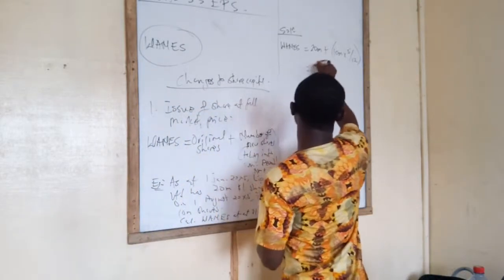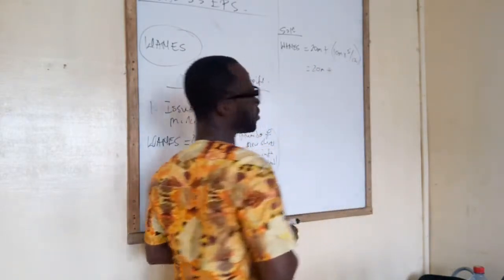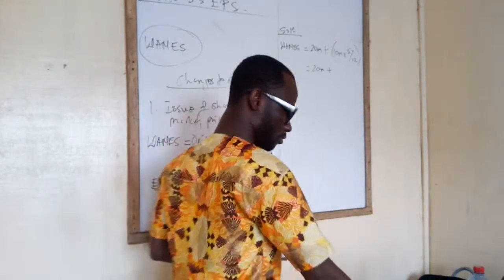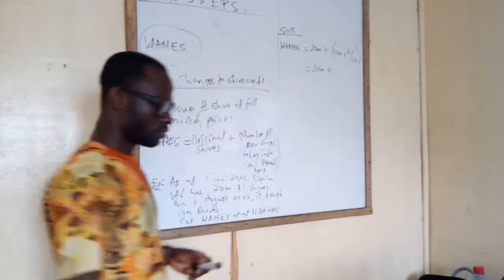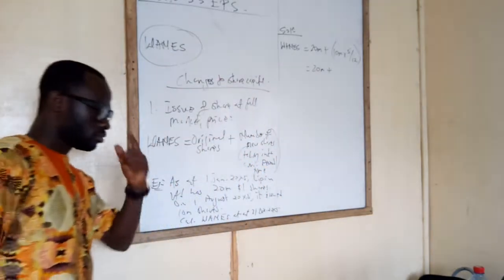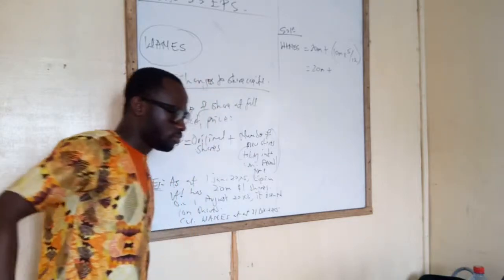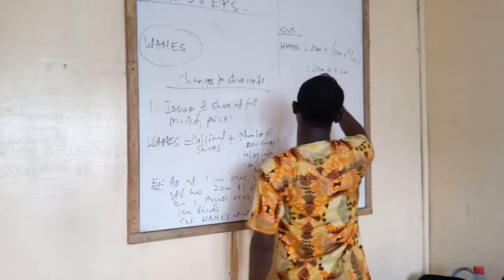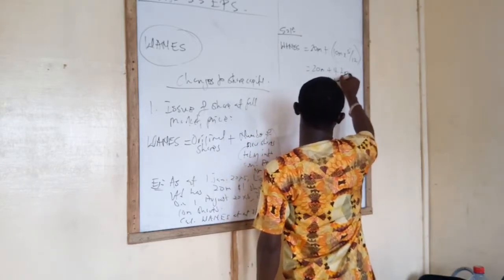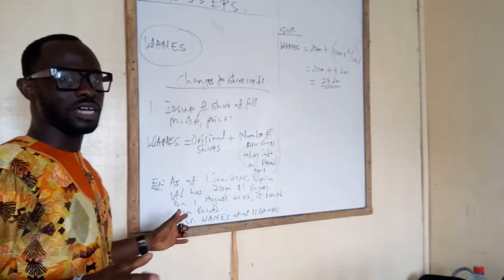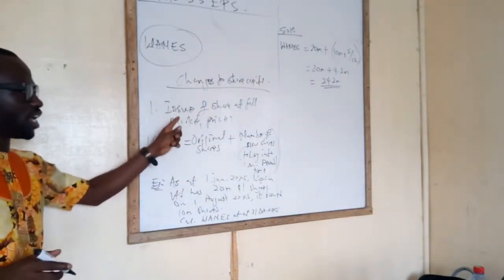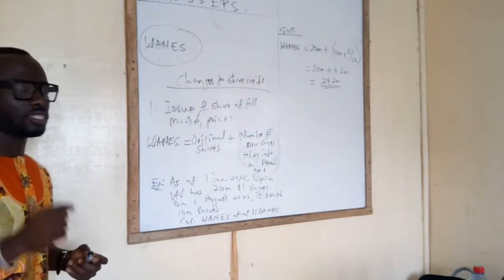So in that case, we'll have 20 million. Can I have an answer for this? So it will become what? 24.2 million. So when you say 30 million, what is that? That is what happens when a company issues shares at full market price.